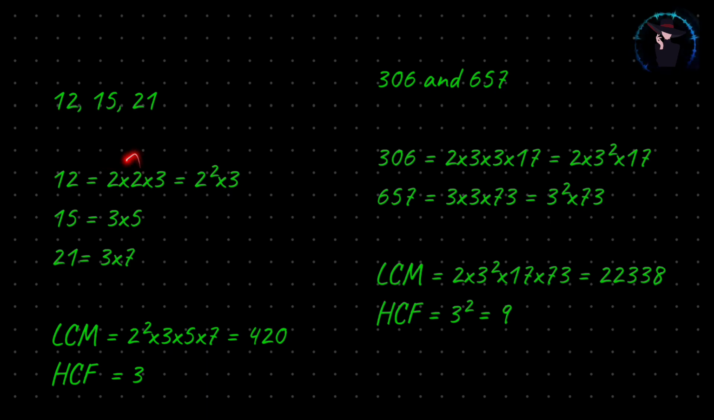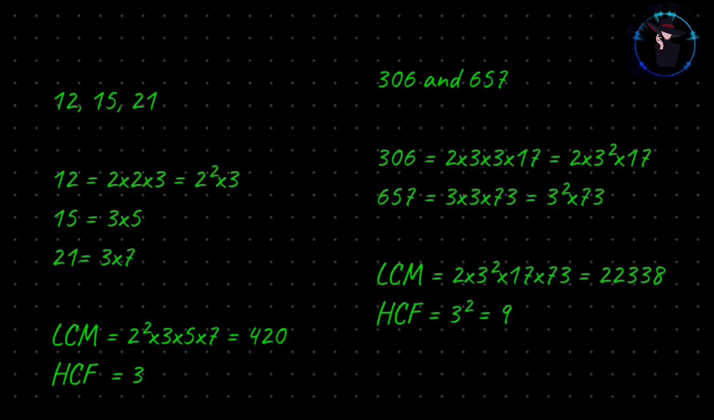How can we open 12 as? 2 into 2 into 3. 2 2s are 4, 4 3s are 12. How many 2's do we have? 2. So it's 2 square. How many 3 do we have? Only 1, so it's just 3. Open 15 now. 3 5s are 15. 21 as 3 into 7. These are all the prime numbers which cannot be opened further.